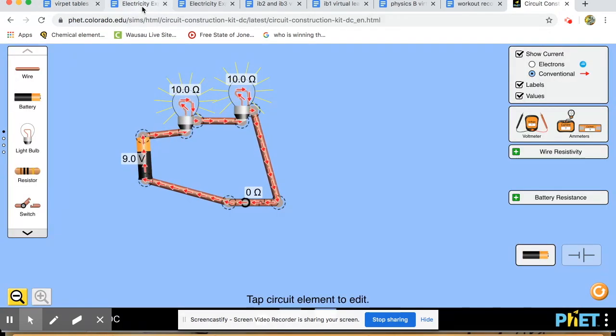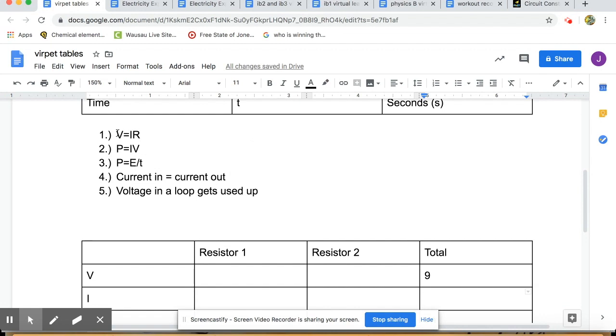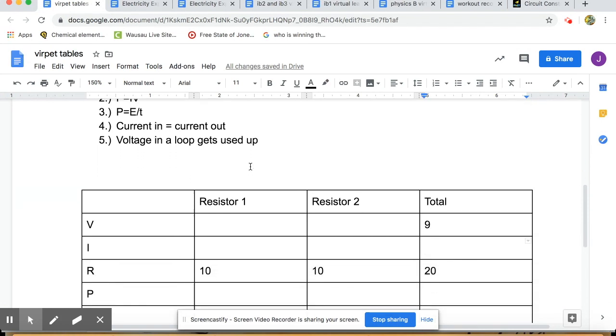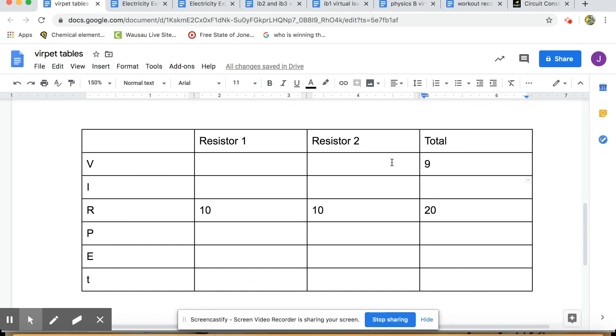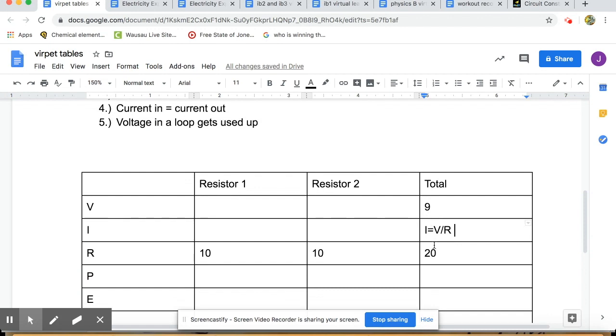So then what I could do is I can use these rules. And I always like to start with the first one. V equals IR. And the cool thing is, if I know V or I, I can figure out R, or vice versa. And if I know two of these variables, I can figure out the third one. Well, then I look at this table, and I look at which column do I know the most information. I know the most information about the total column. I know V and I know R, so I can figure out what I is. I would just equal V over R. Just rearranging that first equation. So if I do that, I would get 9 over 20, or 0.45 amps.